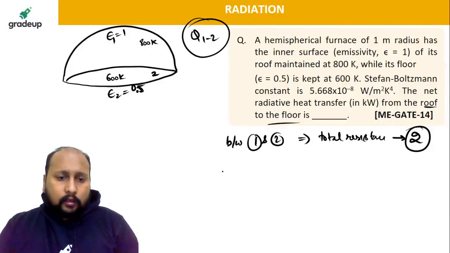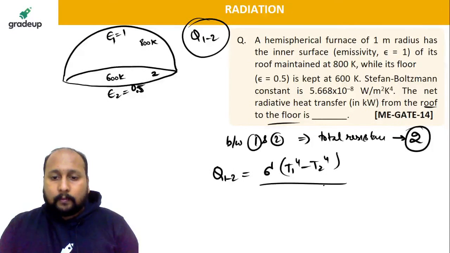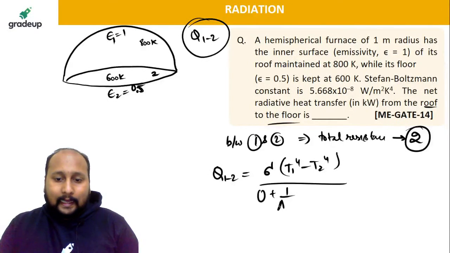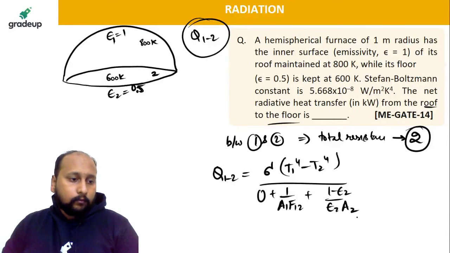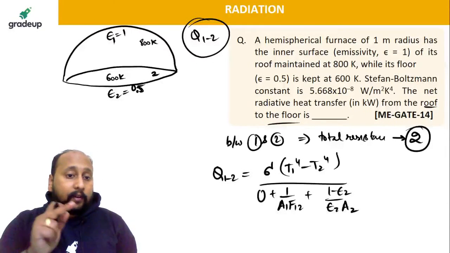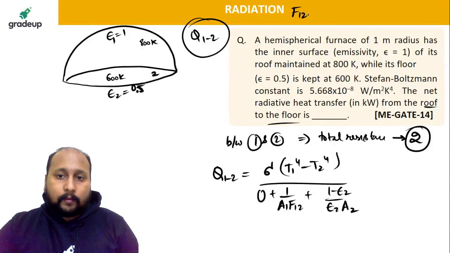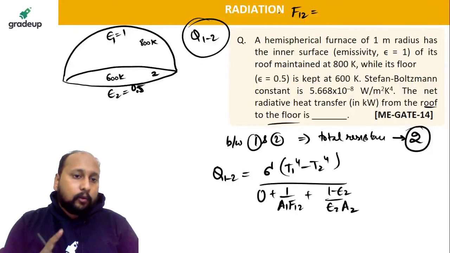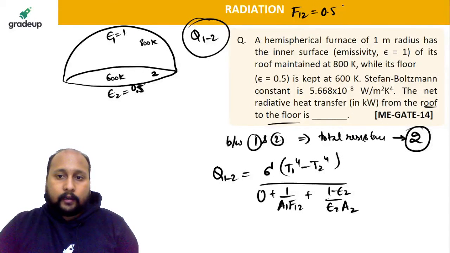Okay, now you can directly use the formula: Q1 to 2 is equal to sigma (T1 to the power 4 minus T2 to the power 4) divided by 0 plus 1 upon A1 F12 plus (1 minus emissivity 2) upon (emissivity 2 into A2). Now in this case you need to calculate the shape factor F12. We have already calculated this F12. I hope you all remember F12. What will be this F12? F21 is equal to 1, F12 will be equal to 0.5.